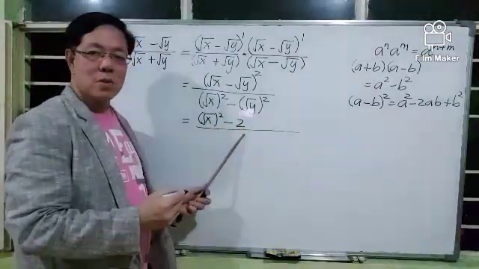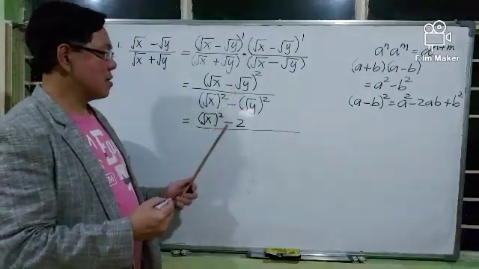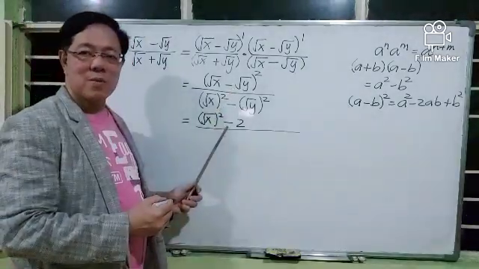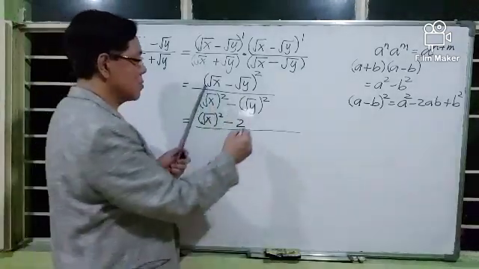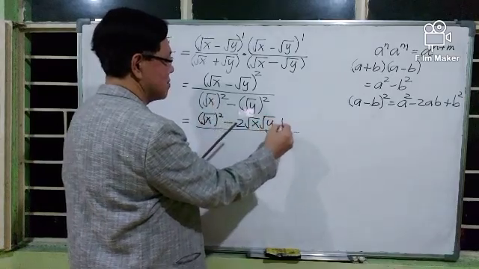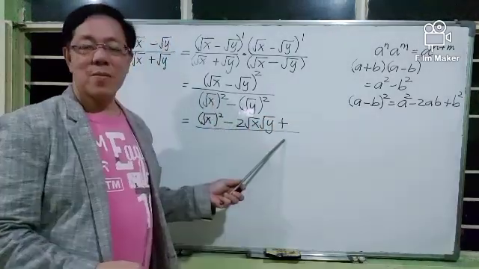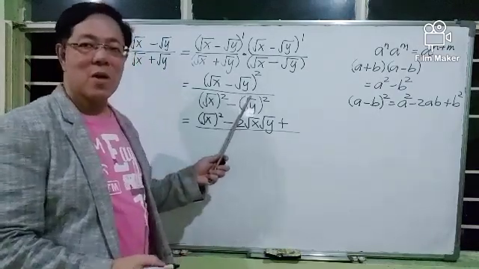It's always minus 2 for the square of a difference. The middle term is minus 2 times the product of the two terms, square root of x multiplied by square root of y. And the third term is always positive. The square of the second term is square root of y squared.